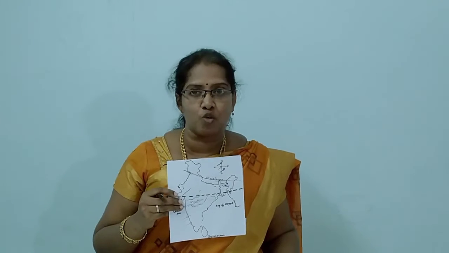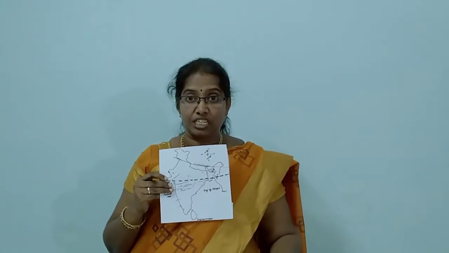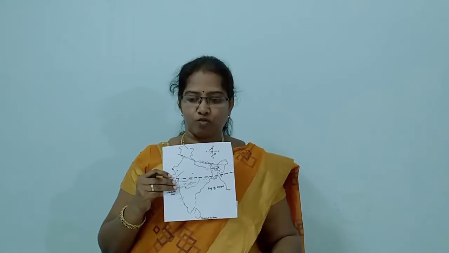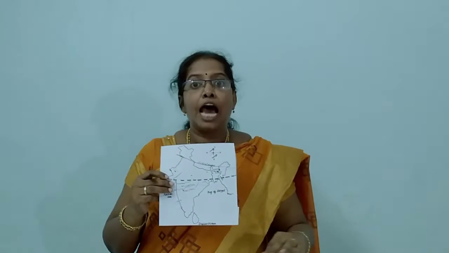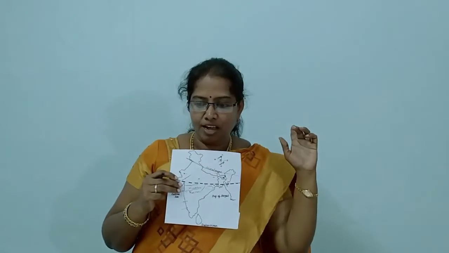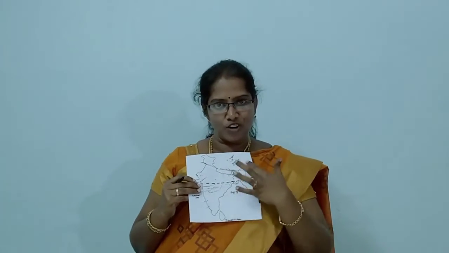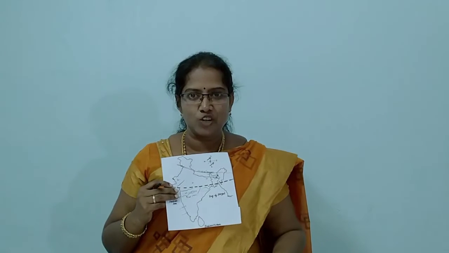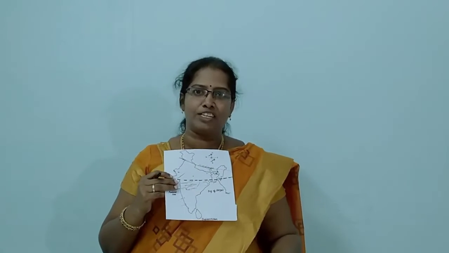Which force is responsible? The Coriolis force. That's a kind of force. Physics teachers might have taught this. The Coriolis force deflects the wind and makes it blow from the northeast. The wind is blowing towards the south. Hence it is known as the northeast monsoon, otherwise called the retreating monsoon.